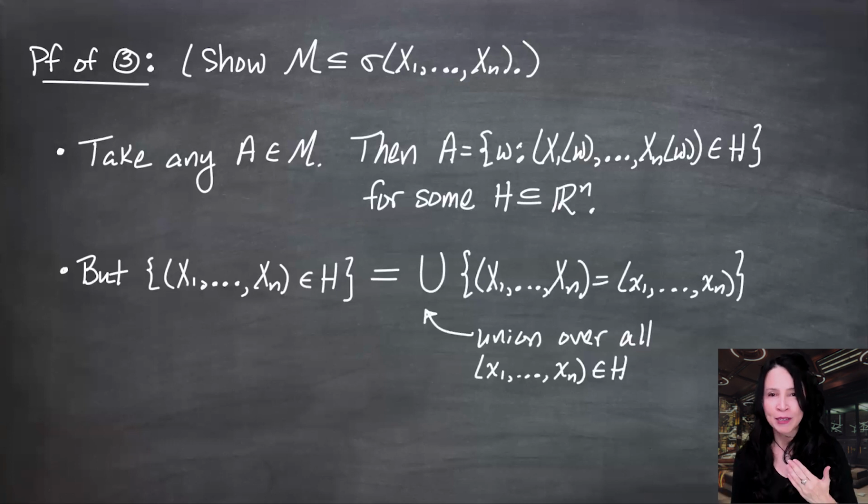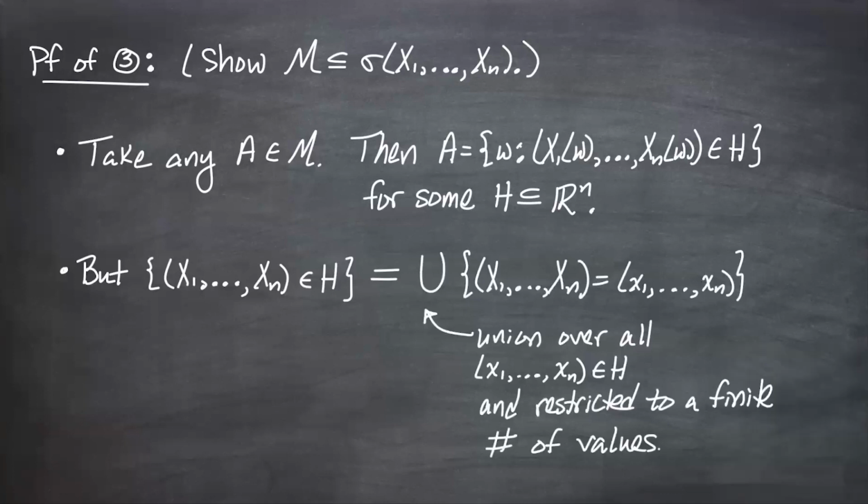So I'm working with sigma fields here. I hope we don't have an uncountable union. Fortunately, because we are working with simple random variables, even if H is probably uncountable, only a finite number of points are going to be in the range of this function. So this union can be taken over all points that are in H, but restricted to a finite number of values based on what the individual random variables can produce. And they're simple, so finite number.